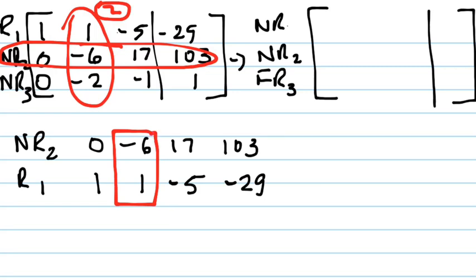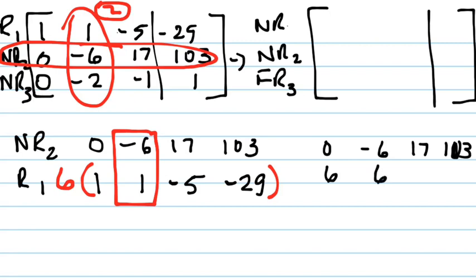So I need the opposite of negative 6, which is positive 6. Well, that's easy. I can multiply this bottom thing by positive 6, and that'll get me what I need. So 0, negative 6, 17, 103 won't change. That's nice because 103 is a big number. It's going to get smaller in a second. 6 times 1 is 6. 6 times 1 is 6. 6 times negative 5 is negative 30. And 6 times negative 29 is negative 174.